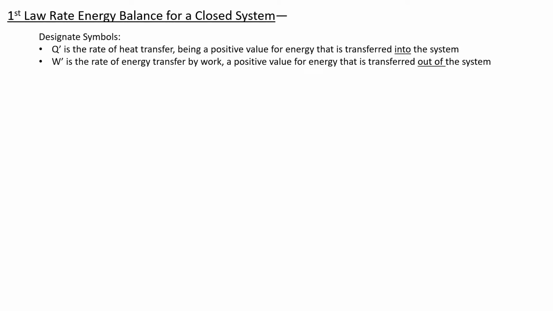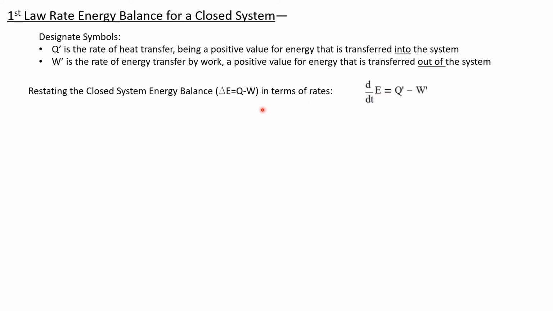So now let's apply the first law in the form of a rate energy balance for this closed system. And remember that Q dot is the rate of heat transfer being a positive value for energy when it's transferred into the system. And W dot is the rate of energy transfer by work, a positive value for energy that is transferred out of the system. Those have been our conventions.